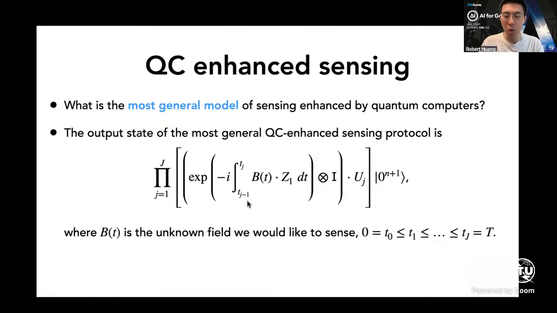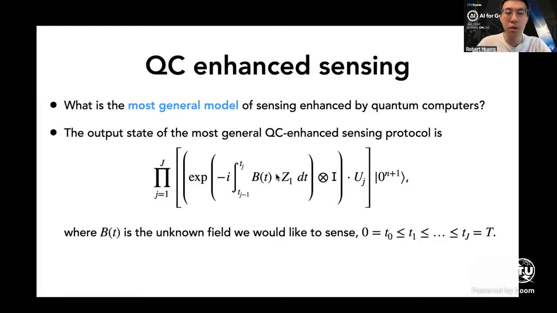But the sensor will be evolving based on the field that was acting on it. So this essentially just represents a rotation. If we integrate out b of t multiplied by the Pauli z operator on the first qubit and then exponentiate it, that corresponds to the rotation that's applied to the single spin sensor. And here this b of t is the unknown field we would like to sense. After doing that, we go back to run a quantum circuit across the quantum computer and the quantum sensor, let the sensor evolve based on the external field, apply a circuit onto the quantum computer and the sensor, and just keep repeating this process for multiple rounds.